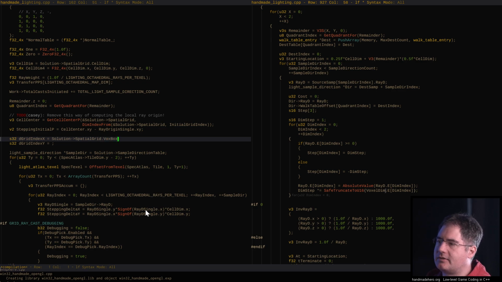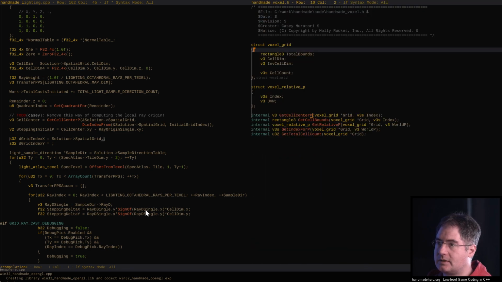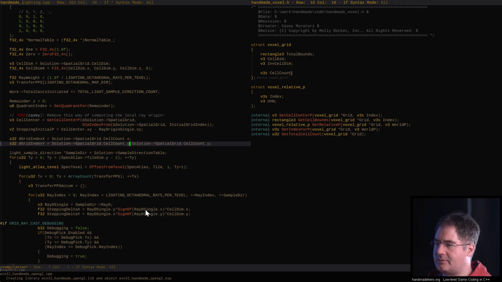I don't know. The voxel dim for the spatial grid is cell count, right? So the cell count x is how much you would move in x, and the cell count y times the cell count x is how much you would move for a d step in y. And those two would both be, you just need to negate them. Like we can just, these are just basic values.